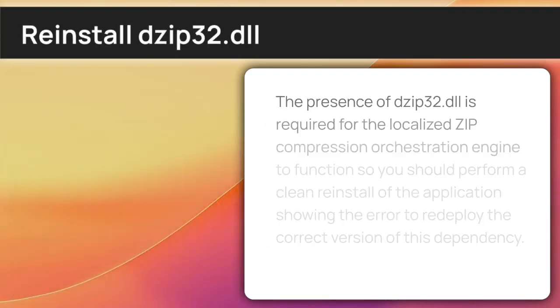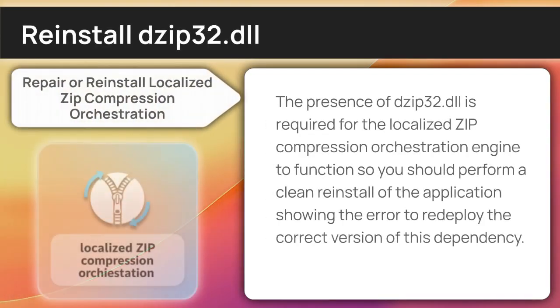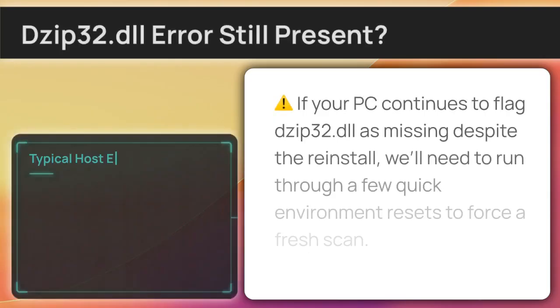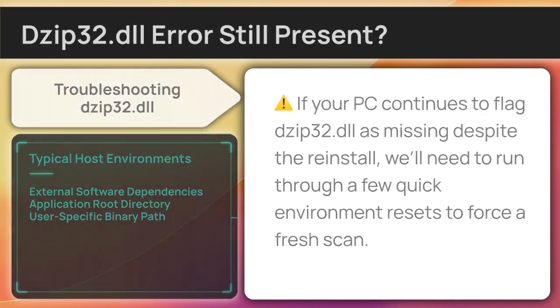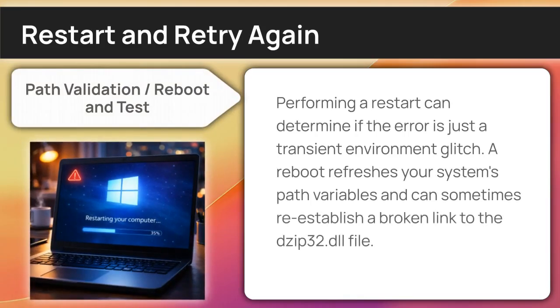The presence of dzip32.dll is required for the localized zip compression orchestration engine to function, so you should perform a clean reinstall of the application showing the error to redeploy the correct version of this dependency. When the primary installation path fails, a more surgical approach to checking your system's environmental variables is required. A quick system restart is a practical way to ensure that all shared libraries, including dzip32, are being loaded correctly into the current session's memory.